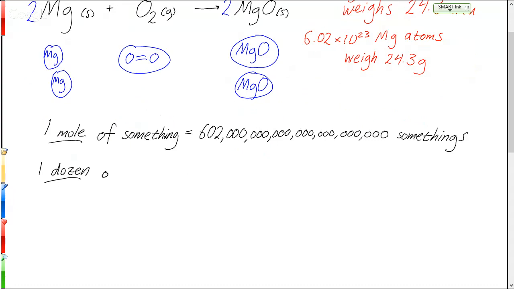If we said a dozen of something, how many is that? We know? 12, right? So the idea of that word, the mole, is the same thing as the dozen. If you have a mole of something, you have that many of them. If you have a dozen of something, you have that many of them. The number changes, but that's the idea. It's not a unit, it's not a measurement, it's just a number of them.